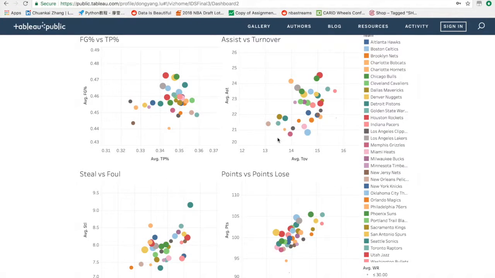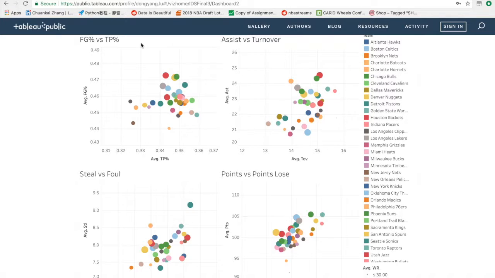These four graphs show how the offensive efficiency and playing style affect winning rate. In these graphs, the larger the circle, the higher the winning rate. The first one represents the field goal accuracy and three-point accuracy. It tells us how efficient each team is in terms of offense.